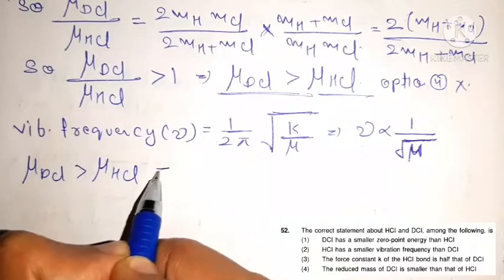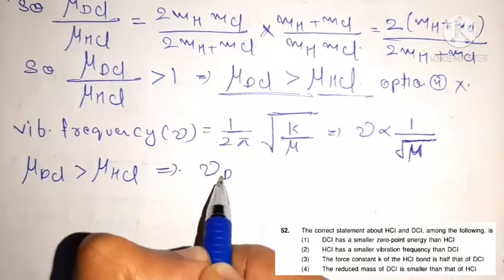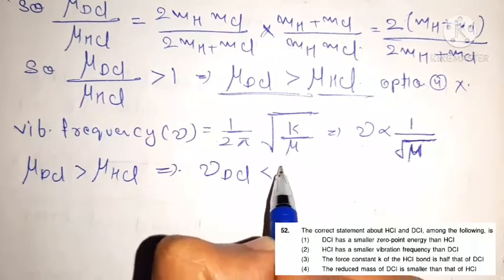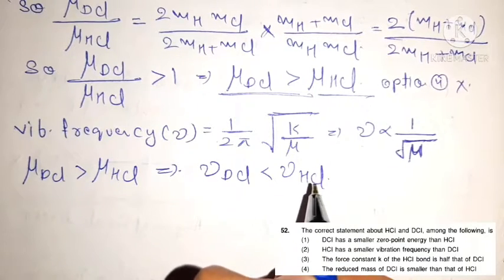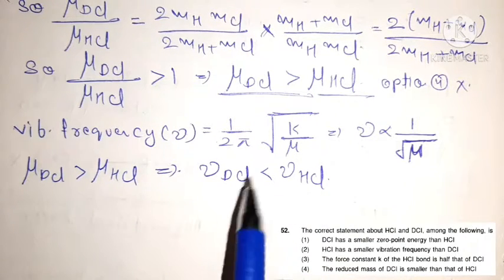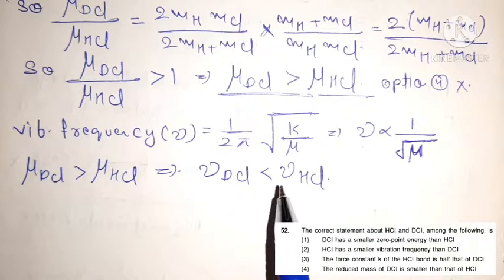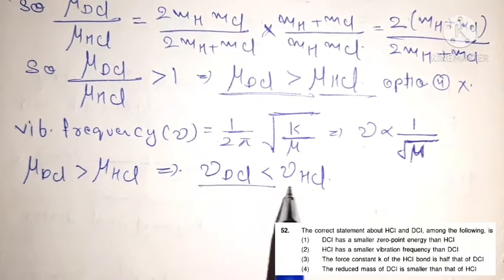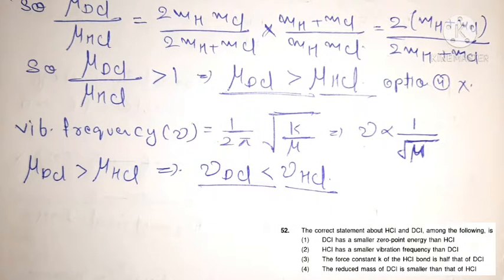That means the vibrational frequency of DCl will be less than the vibrational frequency of HCl. So this is the second conclusion. Now on the basis of this conclusion we conclude that option number 2 is also incorrect.